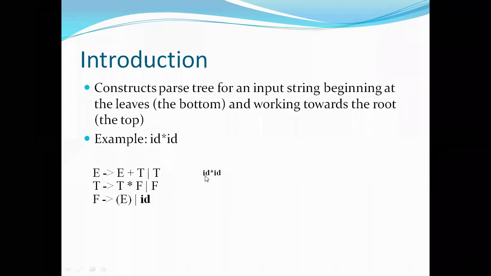We are taking id star id. Where this id is present on the right side of any production, it will be replaced with the left side non-terminal. So this id is replaced with the left side non-terminal, that is F. In this way we are replacing, going bottom to top. So that is bottom-up parsing.